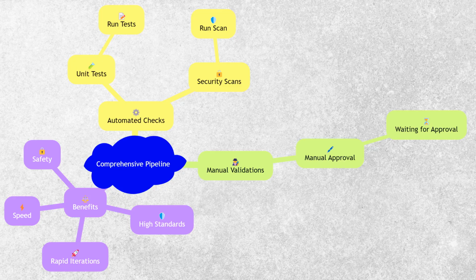Combining checks and approvals in your YAML environments creates a comprehensive pipeline that ensures both automated and manual validations are in place. This approach provides a balanced mix of speed and safety, allowing for rapid iterations while maintaining high standards. For example, you might combine unit tests, security scans, and manual approvals in a single pipeline. YAML jobs, job: run tests, script: npm run test, display name: run unit tests. Job: security scan, steps, script: npm run scan, display name: run security scan. Job: approval, steps, script: echo waiting for approval, display name: manual approval.